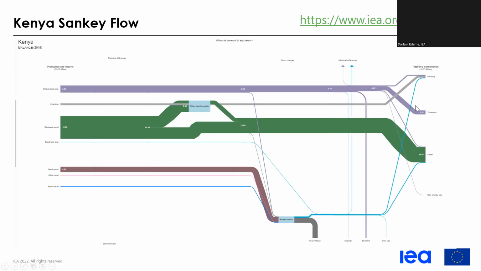Most of it goes to transport, but some of it goes to industry as well. You have some coal imports, and all the coal is used in the industry sector. And then you have biofuels, so solid biomass mainly, that is used mostly in the other sector, which here refers to the residential sector. And then you have geothermal that's used to produce electricity, and a bit of hydro as well, which is the light blue line.